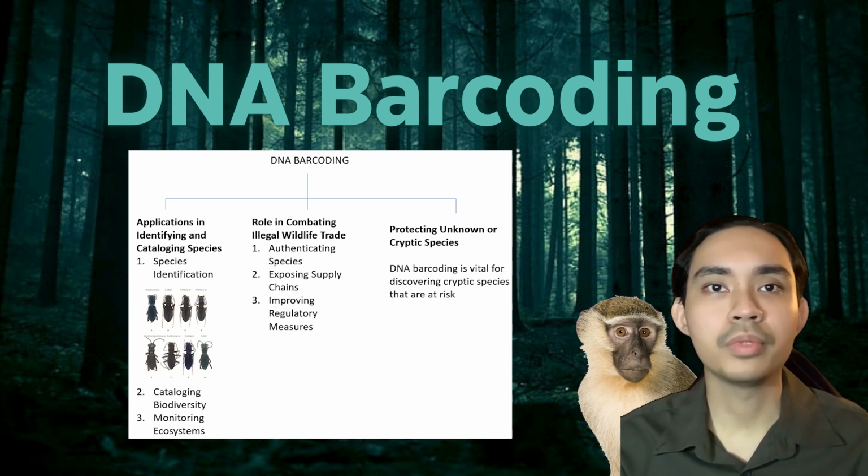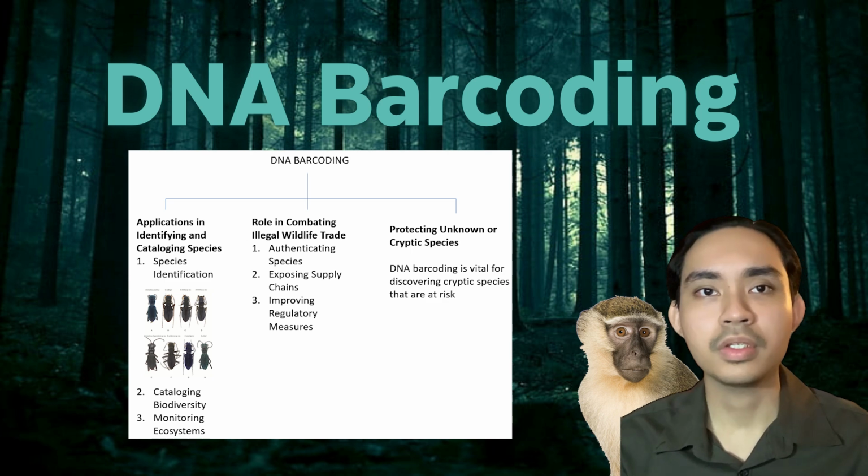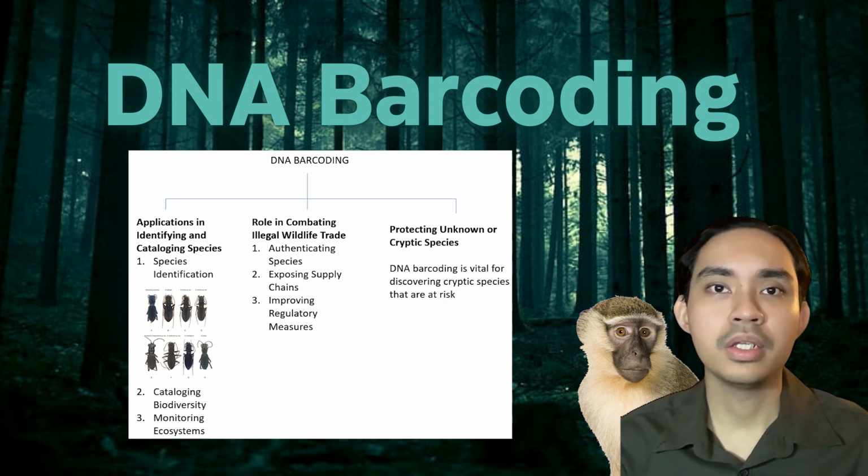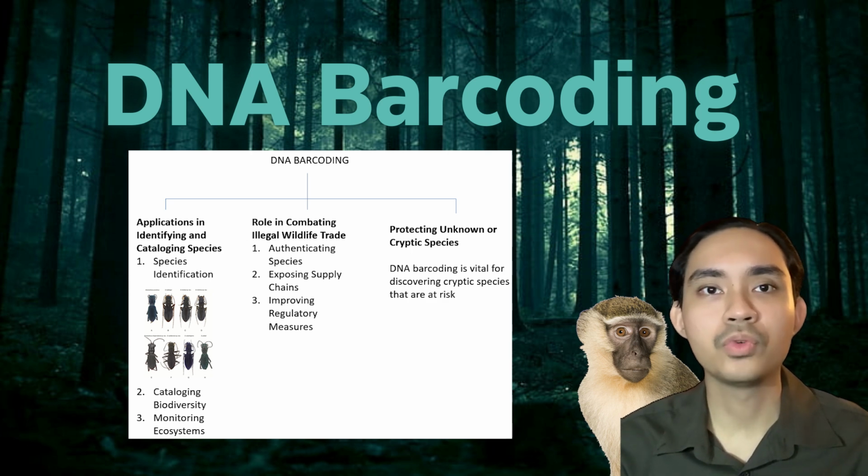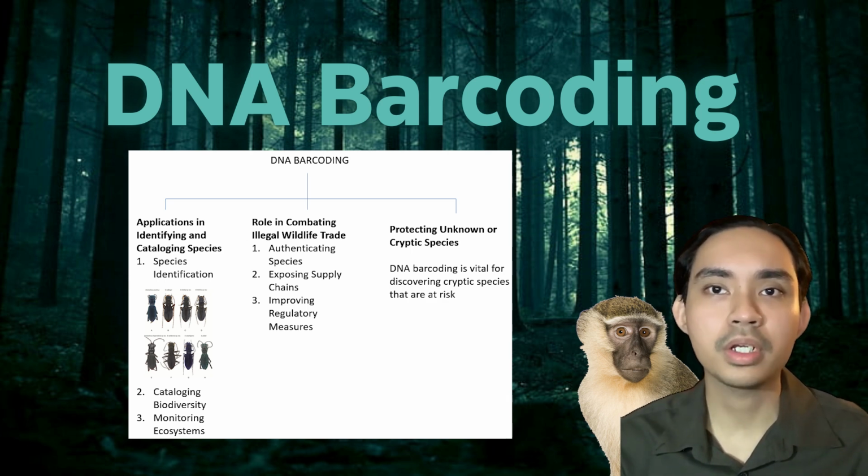Next, we move to the role in combating illegal wildlife trade. Illegal wildlife trade is a major threat to global biodiversity. The first one is authenticating species, identifying protected endangered species in seized wildlife products or derivatives like ivory, leather, or traditional medicine. Next is exposing the supply chain, tracing the origin of trafficked animals and plants. The third one is improving regulatory measures, empowering customs and law enforcement with reliable, fast and cost-effective identification tools.